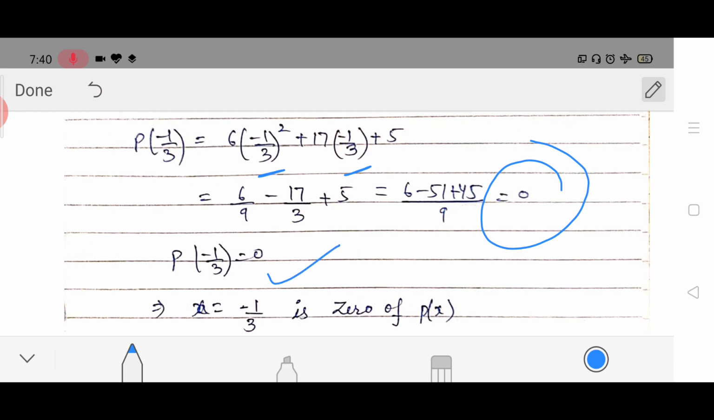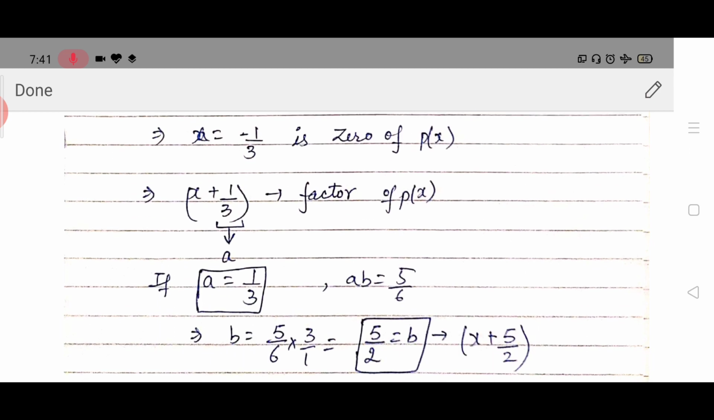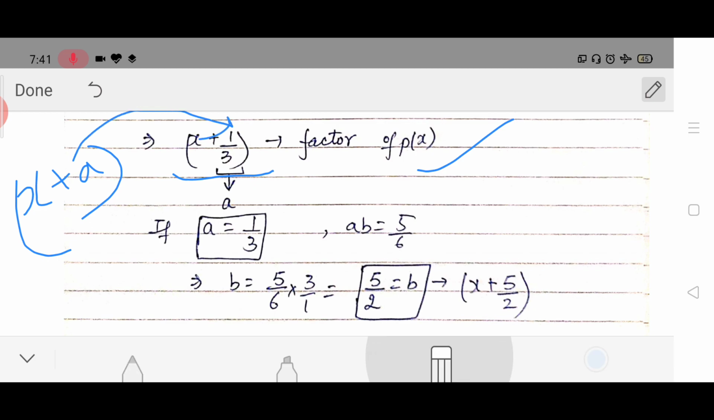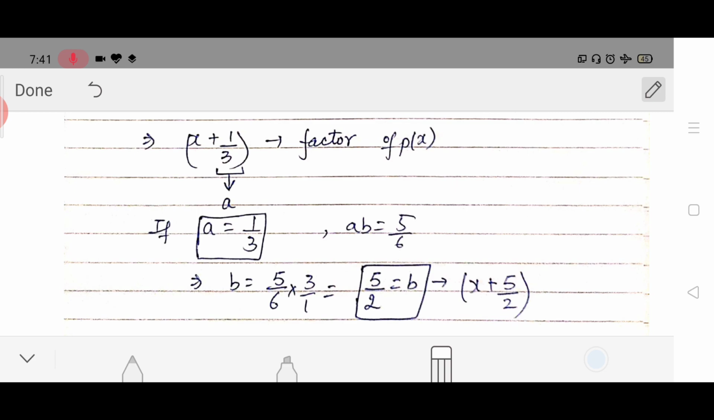This means that at -1 by 3 we get 0, that is, -1 by 3 is the 0 of the polynomial, or we can say x plus 1 by 3 is the factor of the polynomial. Okay, so among our factors we were having this as the first factor, that is x plus a, and here we are having x plus 1 by 3. So this means the value of a is 1 by 3. Okay, so we are having ab is equal to 5 upon 6, and among ab we are having the value of a, that is 1 upon 3.